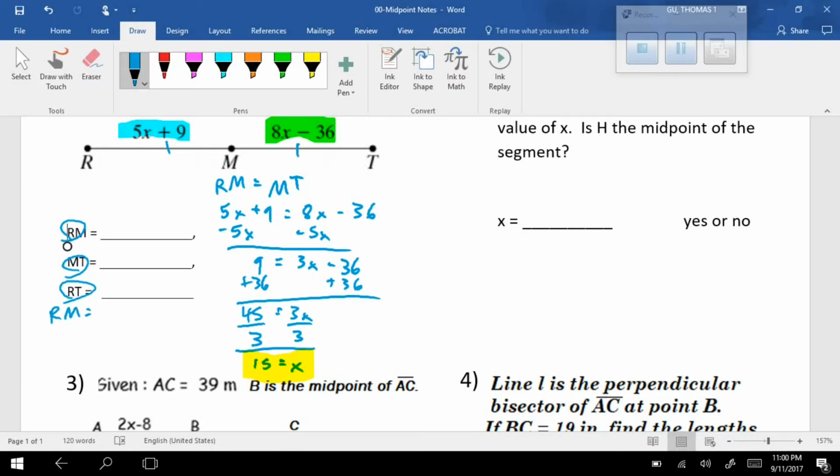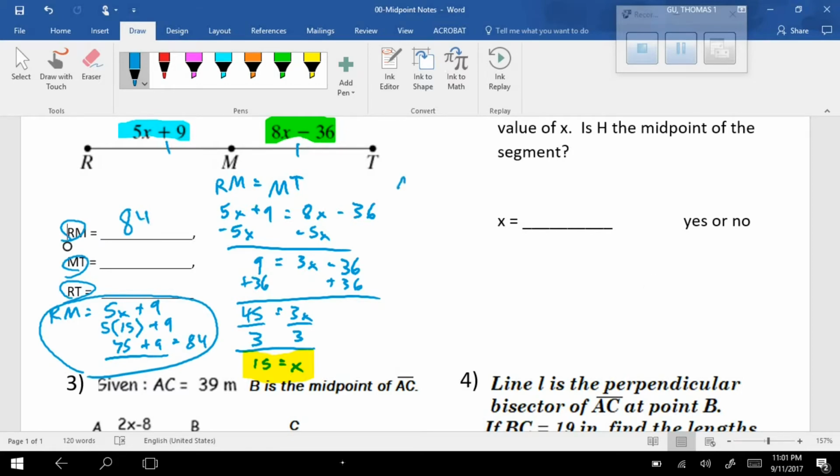RM equals 5x plus 9. But x, we know it was 15, so 5 times 15 plus 9. All right, what's 5 times 15, guys? Can anyone, off the top of your head, do you know what 5 times 15 is? It is 75 plus 9. What's 75 plus 9? That equals 84. So RM equals 84, we're going to circle it.